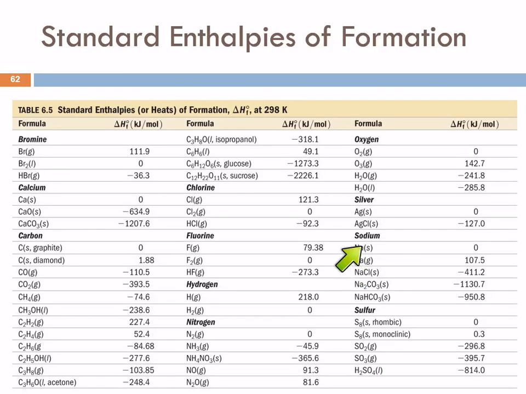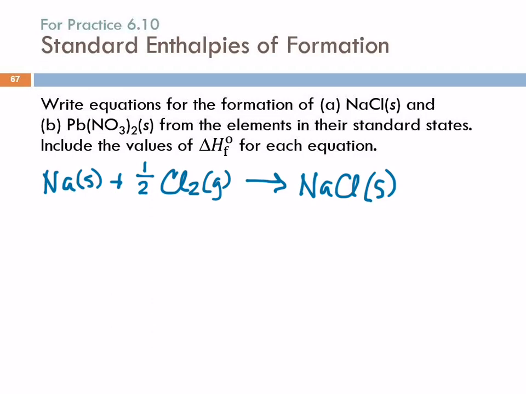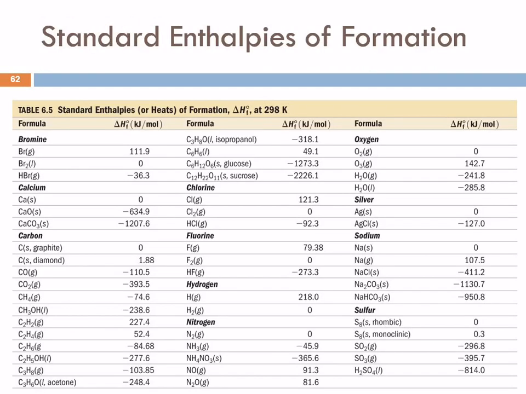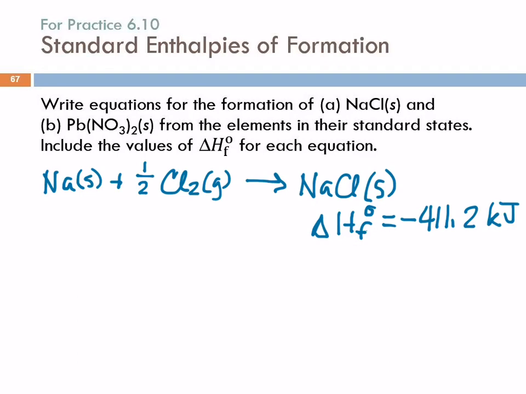Now I need to go over here again and look up the heat of formation for sodium chloride. -411.2. So delta H standard formation is -411.2 kilojoules. I think it was kilojoules, wasn't it? Kilojoules per mole. Okay. Any questions about that one?